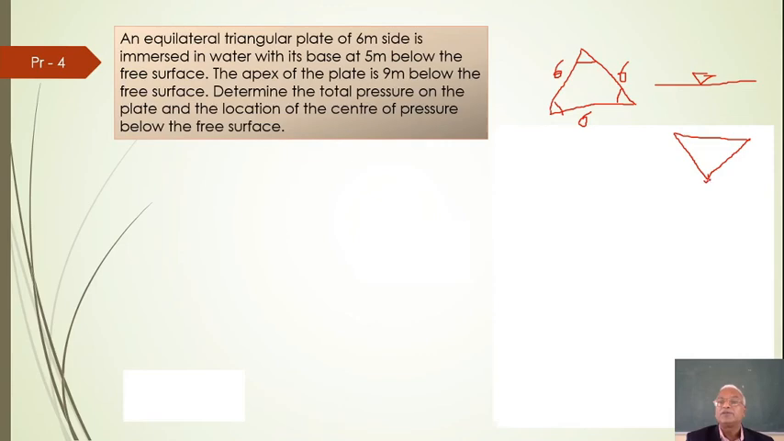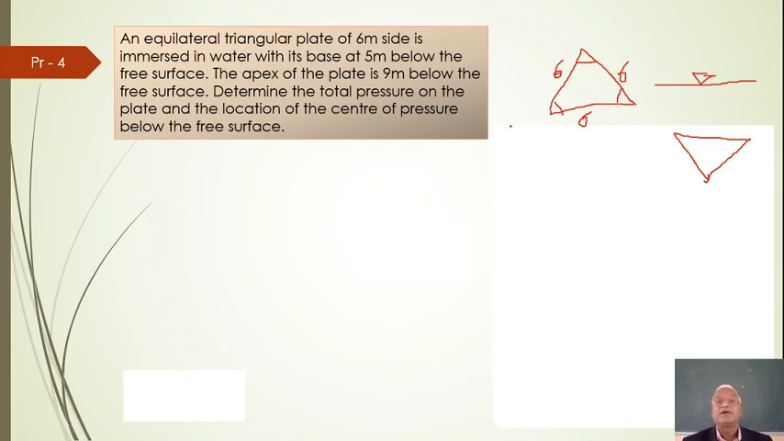Now here, this particular distance we'll have to calculate as 6 sine 60, but it is said that this is 9 meters below. So because of that, it may not be vertically immersed also, right? Such problems you have to imagine the figure properly, and afterwards the analysis starts. Now determine the total pressure on the plate and the location of the center of pressure below the free surface.